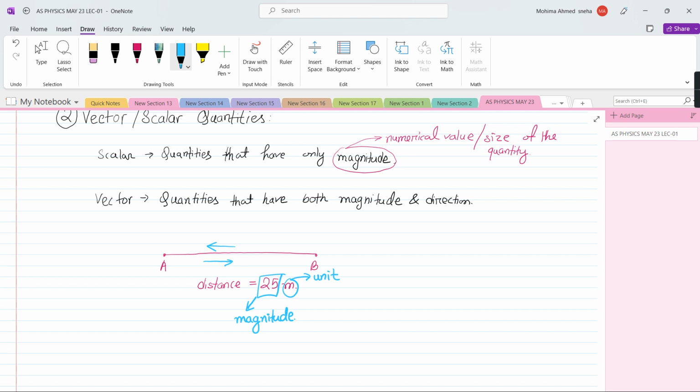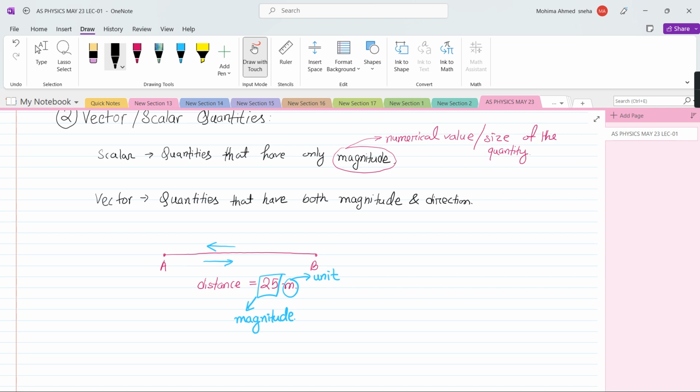So quantities that don't rely on direction are referred to as scalar quantities. You have already understood that distance is obviously a scalar quantity because it only has magnitude and no direction involved with it. But if we are to ask about displacement, displacement is like a vector quantity version of distance.